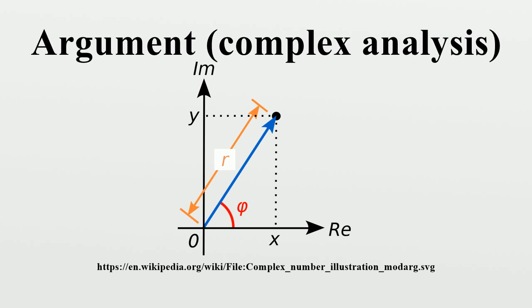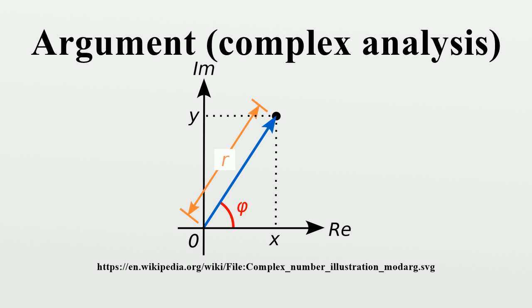Under both definitions, it can be seen that the argument of any complex number has many possible values. Firstly, as a geometrical angle, it is clear that whole circle rotations do not change the point. So angles differing by an integer multiple of 2 pi radians are the same. Similarly, from the periodicity of sin and cos, the second definition also has this property.